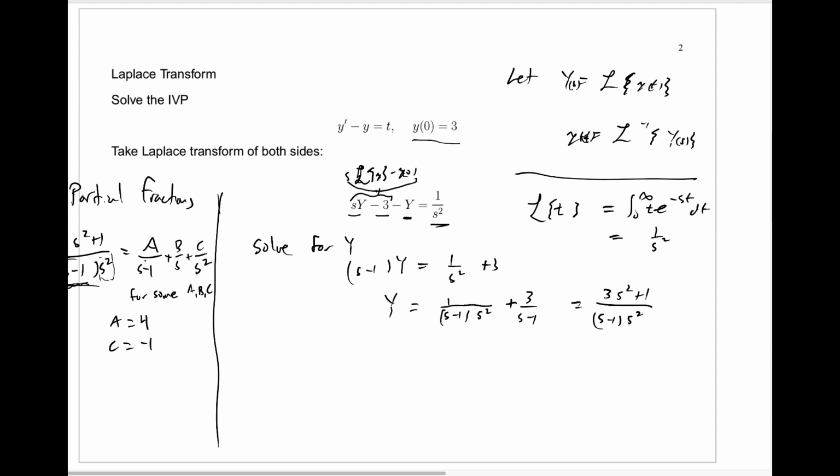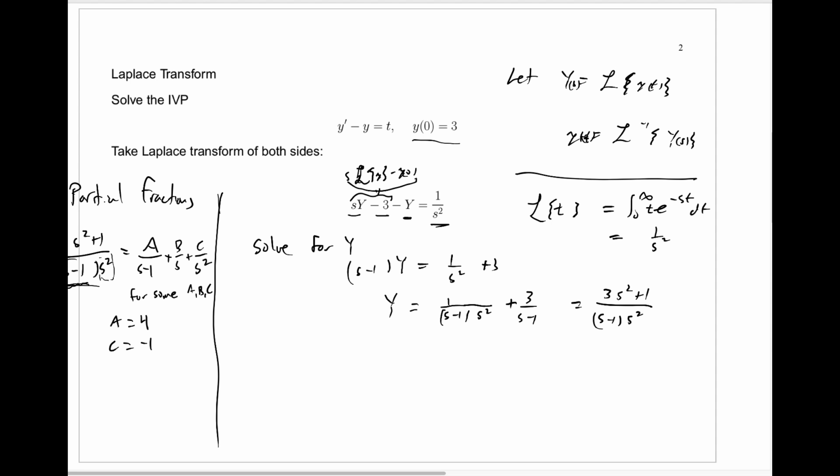Unfortunately, this cover-up method only works when you have a linear factor of multiplicity 1, or when you have a linear factor with higher multiplicity. It only works on the term with the highest power of s here, in other words, the C term here. It won't work to find this B.